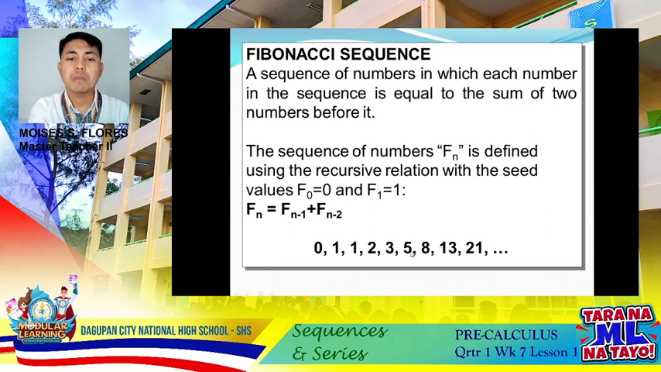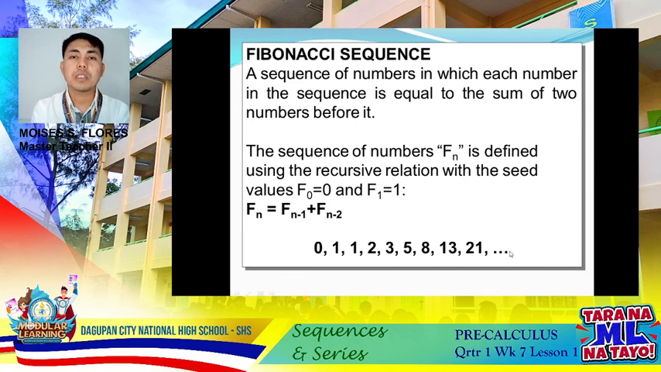How did we arrive at the term 5? 2 and 3, which is 5. Then how did we arrive at 8? 3 and 5. How did we arrive at 13? 5 and 8. How did we arrive at 21? 8 and 13. What will be the next term after 21? Simply 13 and 21, so we have 34. So that is for the Fibonacci sequence. It's just a matter of adding the two numbers before that term. So we have 0, 1, 1, 2, 3, 5, 8, 13, 21, and so on. That is all about the Fibonacci sequence.